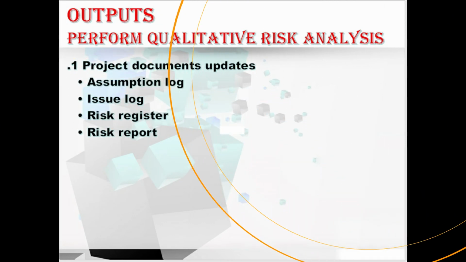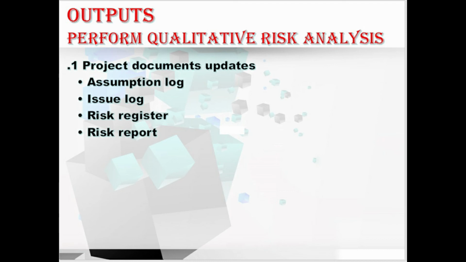We have only one output in this, the project document updates, which contains assumption log, issue log, risk register, and the risk report. Let me explain one by one. First with assumption log. During the perform qualitative risk analysis process, new assumptions may be made, new constraints may be identified, and the existing assumptions or constraints may be revisited and changed. This assumption log should be updated with the new information. The main theme of this assumption log output is that it should be updated with the new information.